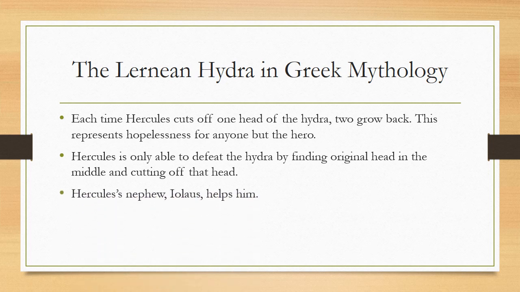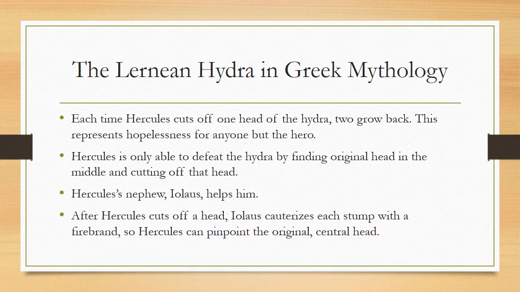He needs help. His nephew, Iolaus, helps him. So working together, after Hercules cuts off a head, Iolaus cauterizes or singes the top of the neck, the stump, before the head grows back with a firebrand, a torch. So that way Hercules knows which heads he's cut off. And by these markings, he can eventually narrow it down and find the right one.